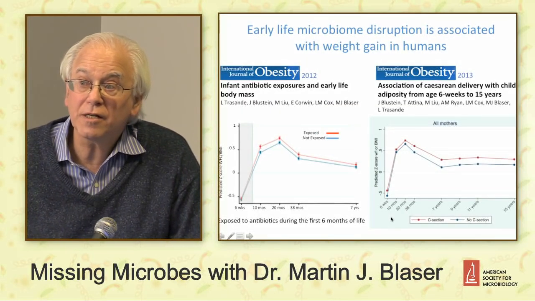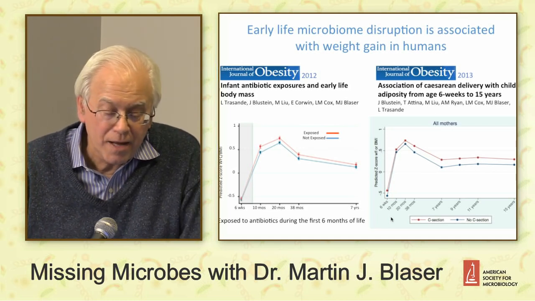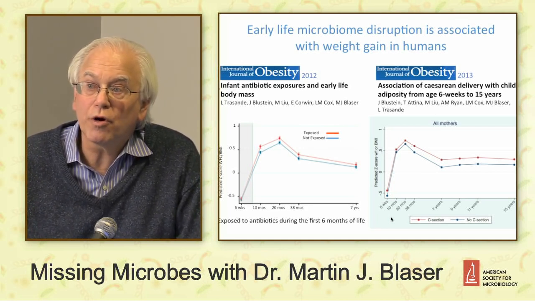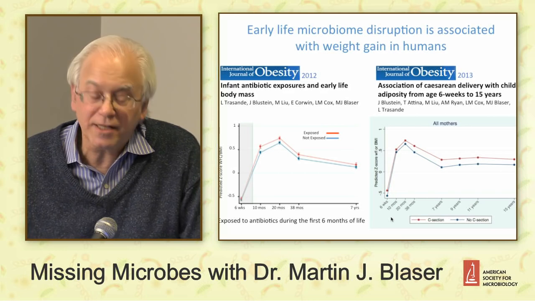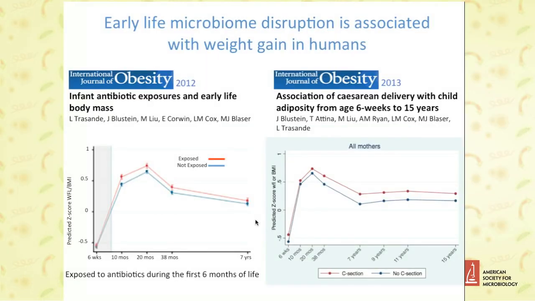Now those are studies in mice. What about people? So we have done 2 studies now in a cohort of children born in England in the early 1990s. The ELSPAC cohort, the Avon longitudinal study of parents and children. And we basically asked 2 questions. In the first study, we asked, is there a relationship between antibiotic exposure and early life body mass?